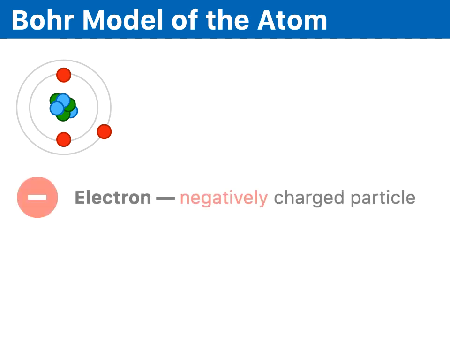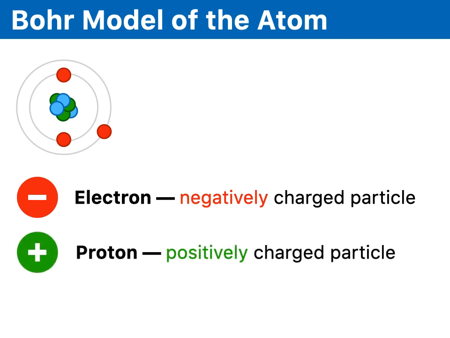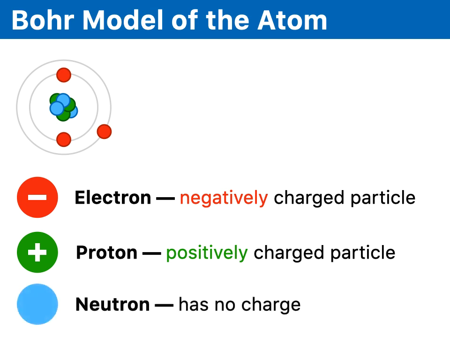So an electron. An electron is a negatively charged particle. You also know a proton is a positively charged particle, and a neutron has no charge. Okay, so let's take a look at the atom at the top of the slide.